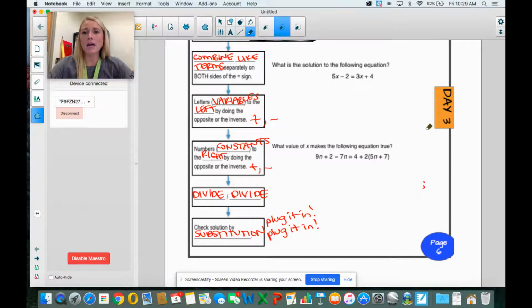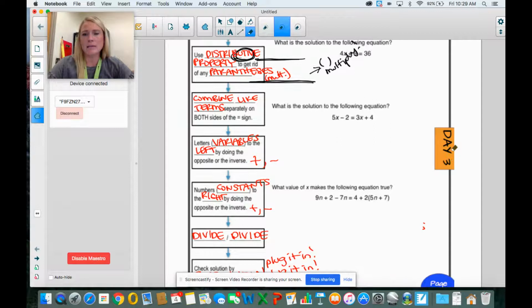Okay, all right. So now let's look at an example. When we talk about going through these steps, like on this first example, it says, what is the solution to the following equation? This is how it's going to be worded on your EOC. I know I hate that word. I hate STAAR tests, whatever.